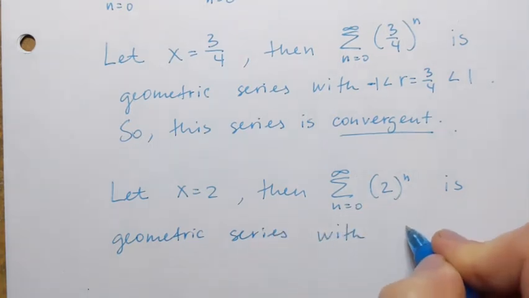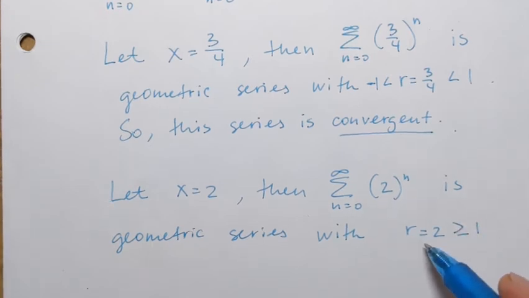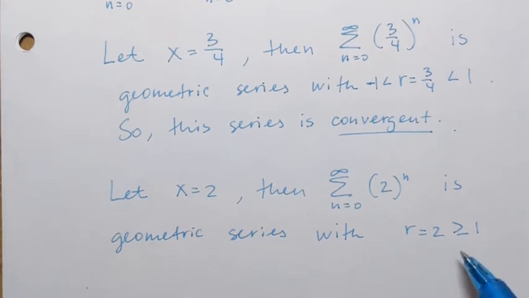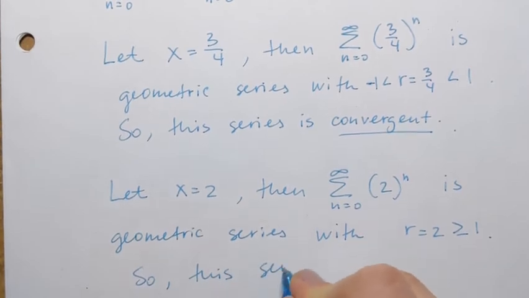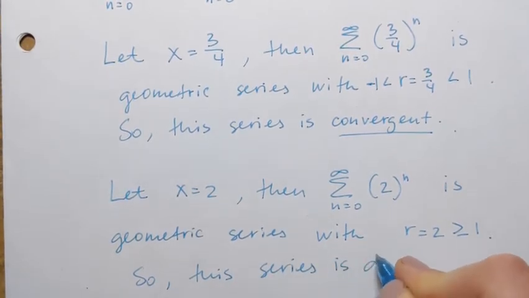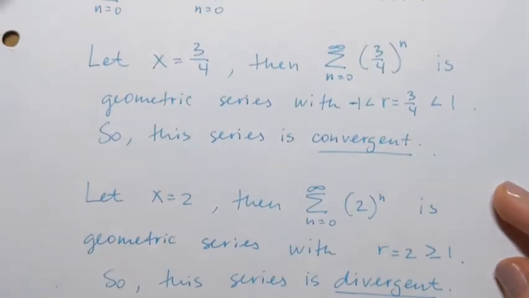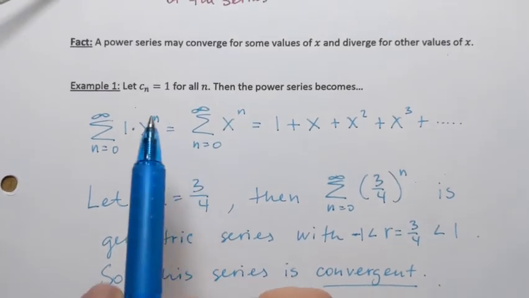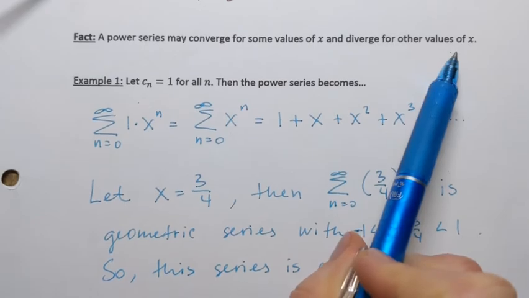With the common ratio r being equal to, and that is greater than or equal to 1. And we know that with geometric series, if the common ratio is greater than or equal to 1 or less than or equal to -1, then the series is divergent. So the series is divergent. And now we know what it means that a power series may converge for some values of x and diverge for other values of x, right?